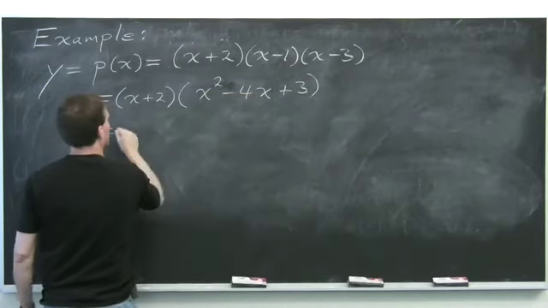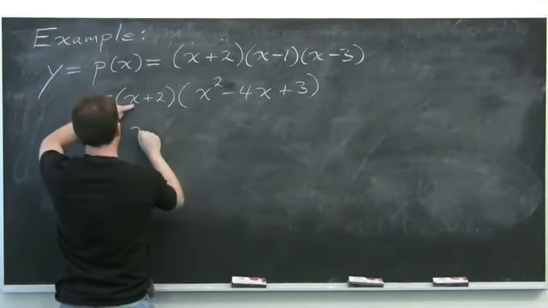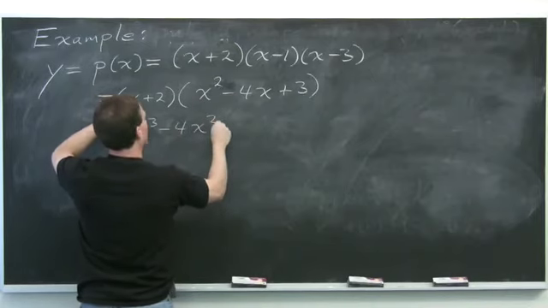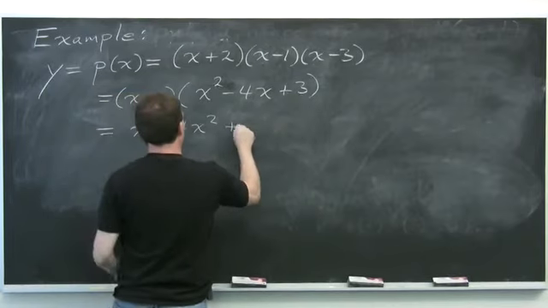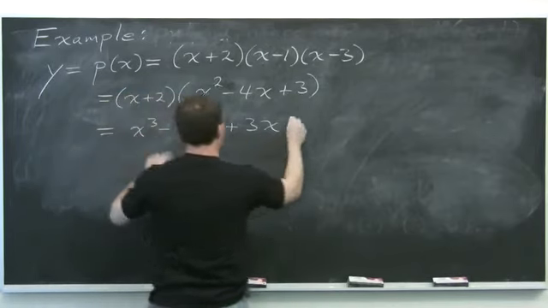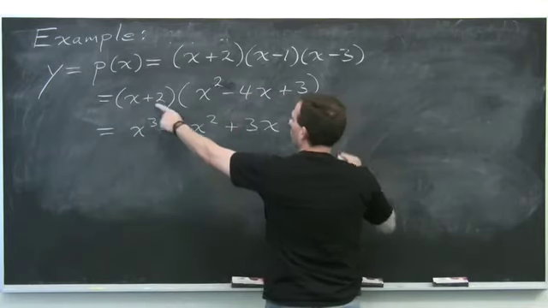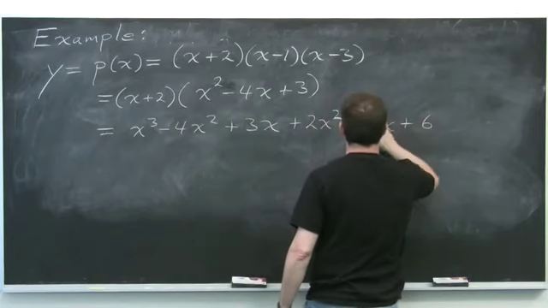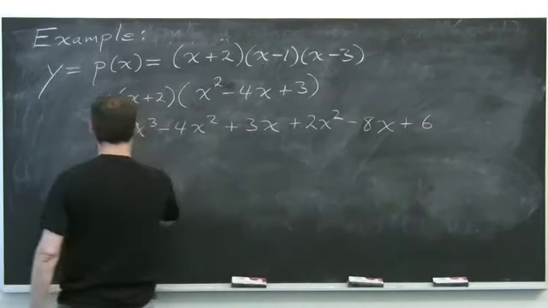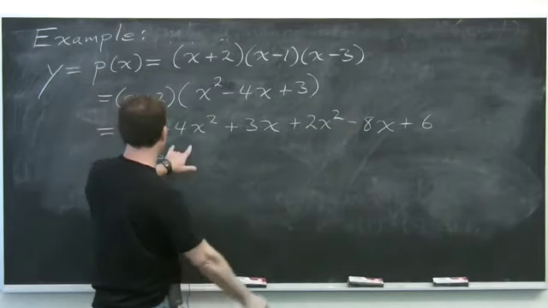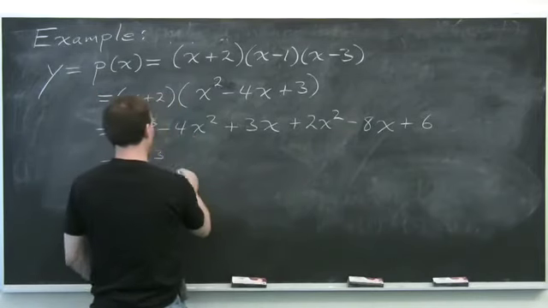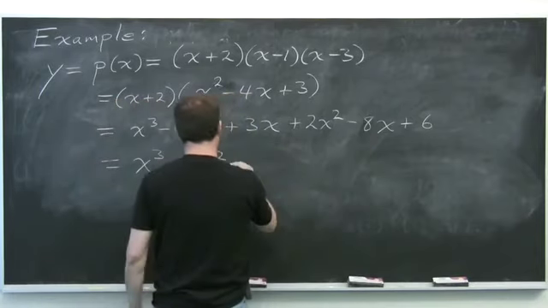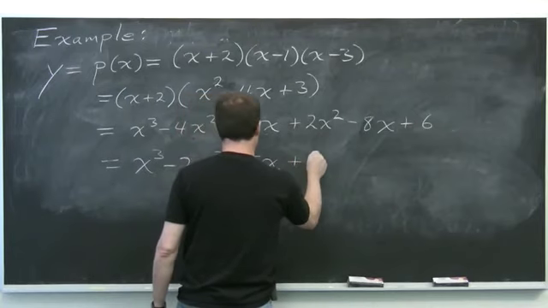And then you multiply that times x plus 2. So you multiply x times x squared, you get x cubed, plus x times minus 4x, so you get a minus 4x squared. Plus x times 3, so plus 3x. And then 2 times x squared, plus 2 times minus 4x, so minus 8x, plus 2 times 3, so plus 6. And then collecting terms, you get an x cubed. Squared terms: we have a minus 4x squared and a plus 2x squared. That's a minus 2x squared. X terms, a 3x minus 8x, so a minus 5x, and a plus 6.